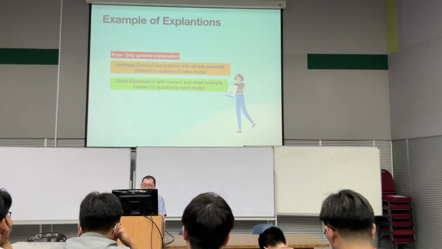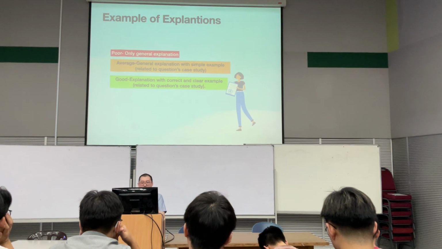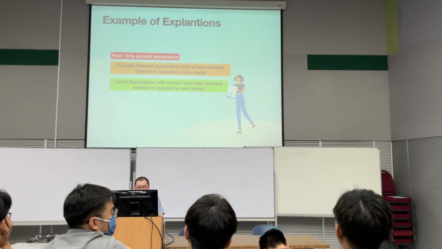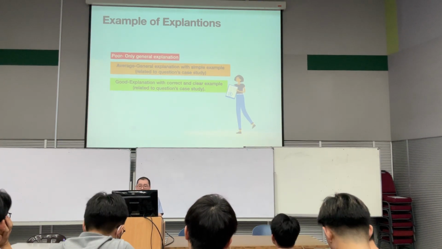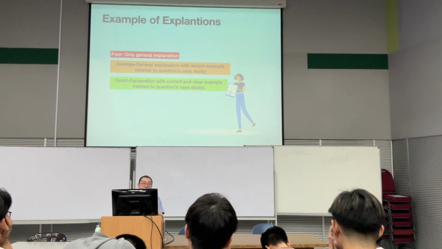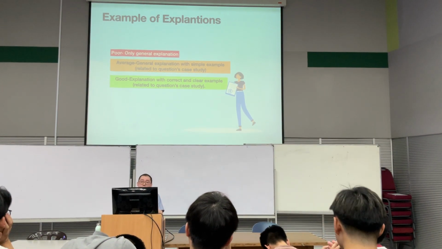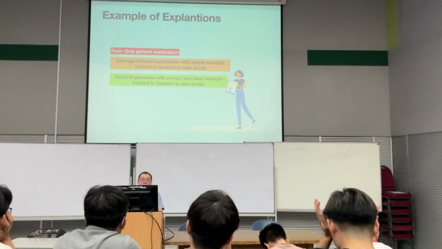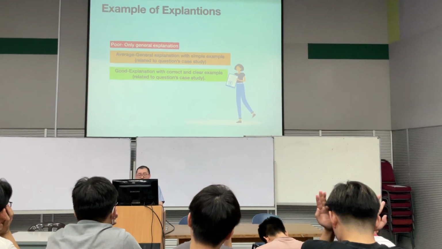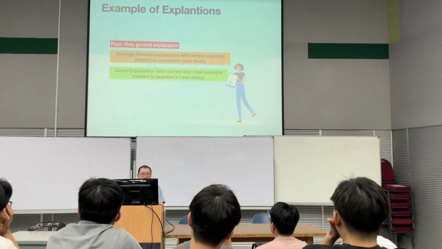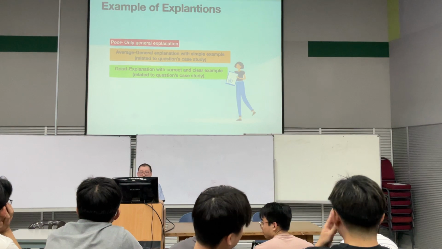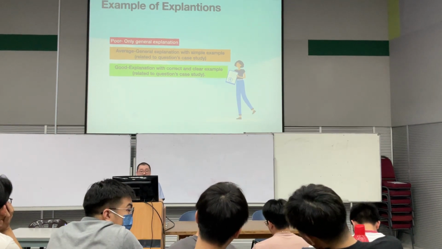So poor one basically is a general explanation. Average one, you're able to relate to questions, case study in final. In midterm, if midterm doesn't give you any case study, you can give any other example. Okay. And then a good one, which is you're able to give a correct one and a clear example.